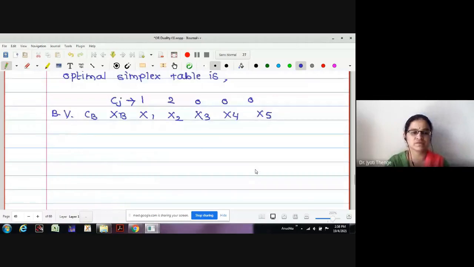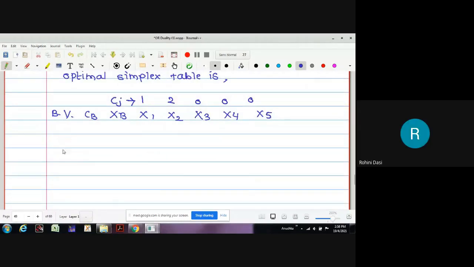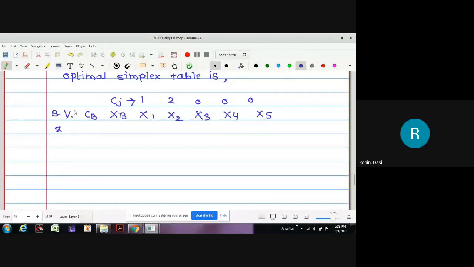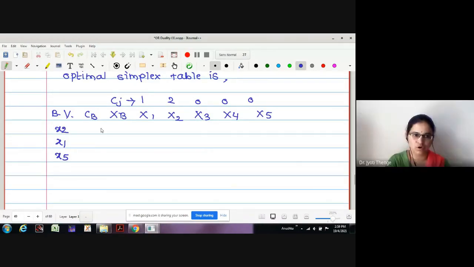What are the basic variables? x2, x1, x5. The costs are 2, 1, 0. Now what is the value of the variables?